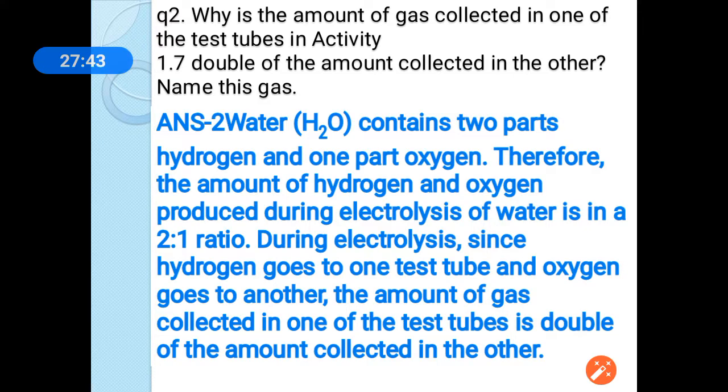Clear about this thing? So this is about the two types of chemical reaction, that is combination reaction and decomposition reaction.